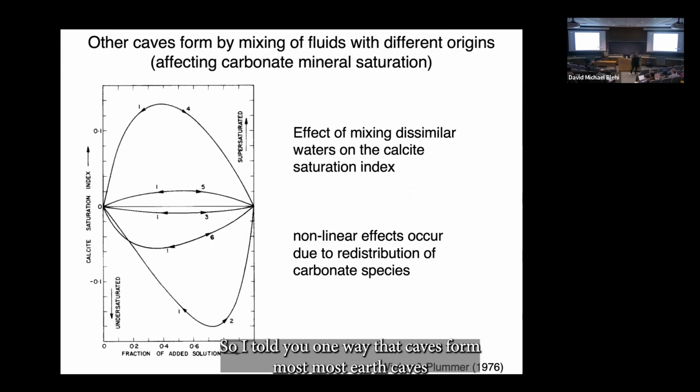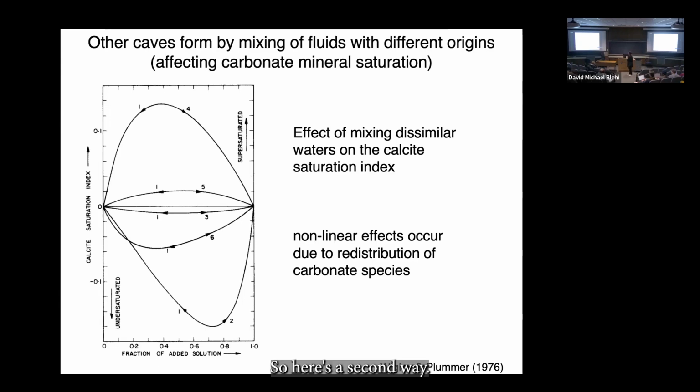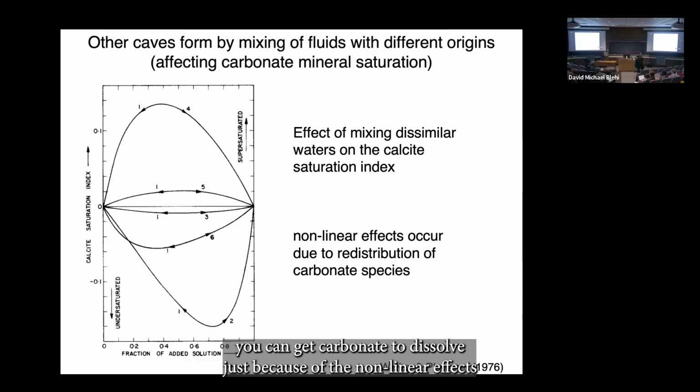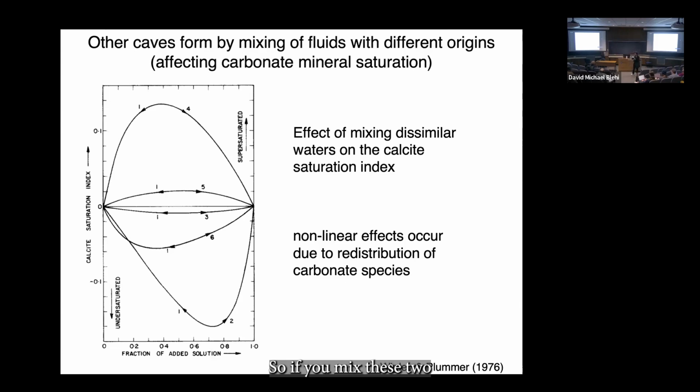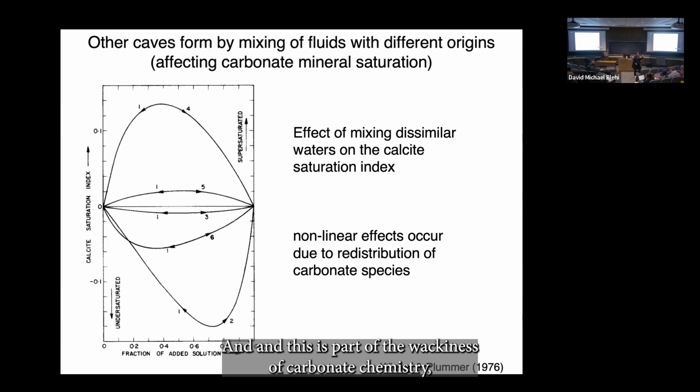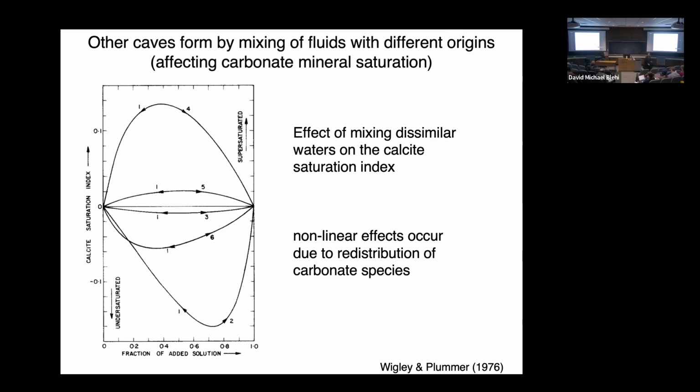Okay, so I told you one way that caves form, most Earth caves form by this soil CO2 dissolving carbonate rocks. There's another way to do it too. Actually, there's 3 ways. So here's a second way. If you mix 2 waters that have different origins, you can get carbonates to dissolve just because of the nonlinear effects that occur due to the redistribution of carbonate species. So if you mix these 2 end members, you can get dissolution to happen. And this is part of the wackiness of carbonate chemistry. But it works great.